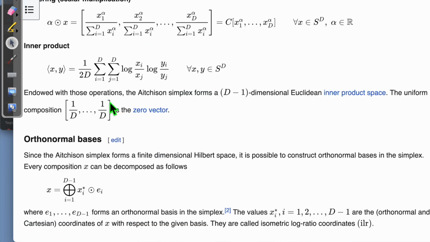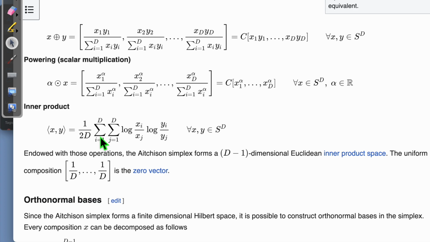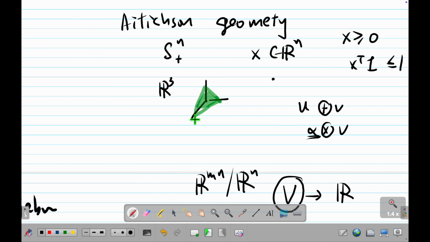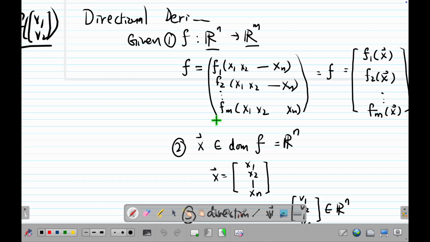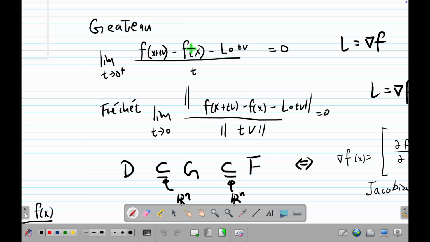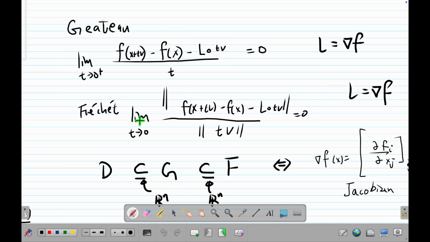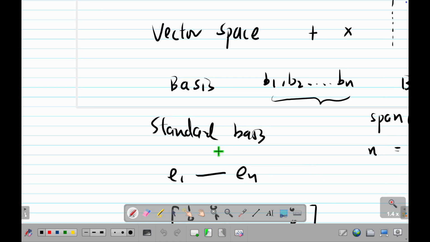If this is the algebra or the geometry for the vector space, then everything we talk about on directional derivative, Gateaux or Frechet derivative also works in that funny algebra. We just need to make sure the addition is using the algebra there, the subtraction is using the algebra there, the division is using the algebra there. So everything works. But normally, we just care about the standard one, that is Rn.